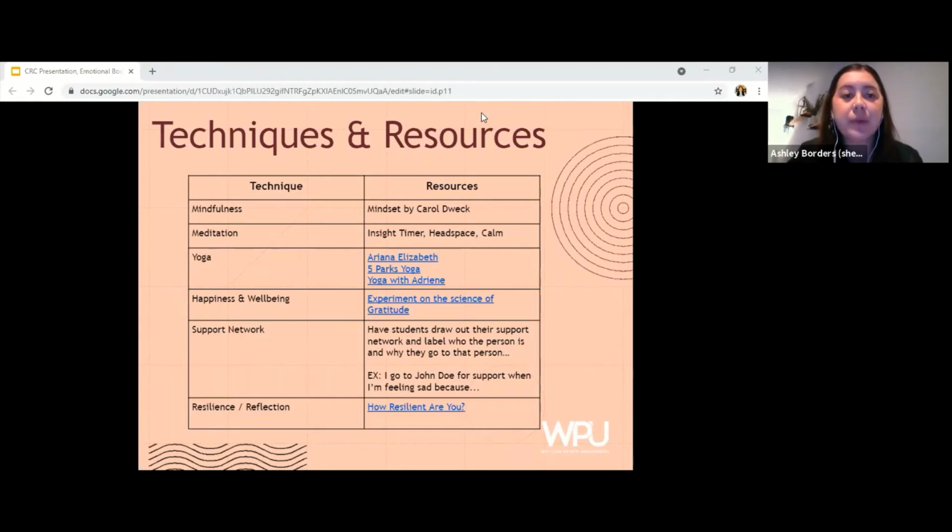Like this exercise or the resource states, have students draw out their support network and label the people that they go to and why they go to that person. So for example, I go to John Doe for support when I'm feeling sad because... and it can be for a variety of reasons.